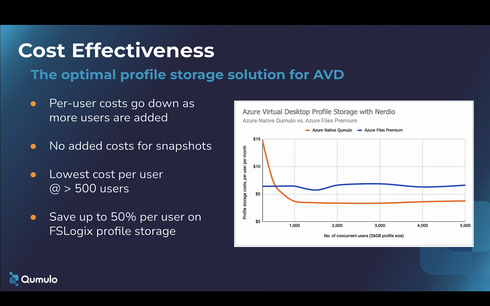For the smaller AVD deployments, ANQ may not make sense cost-wise due to the nature of the scale-out architecture. The graph on screen has a break-even point around the 500 to 600 user profiles, so take that into consideration.